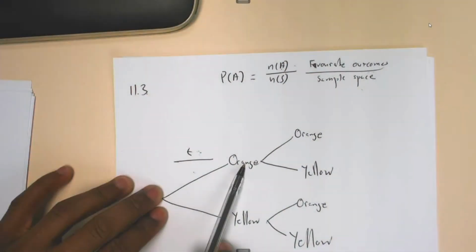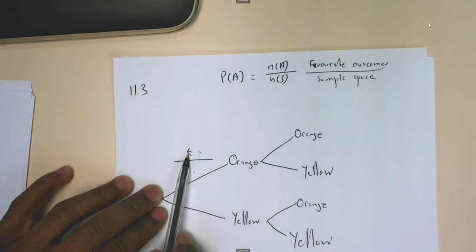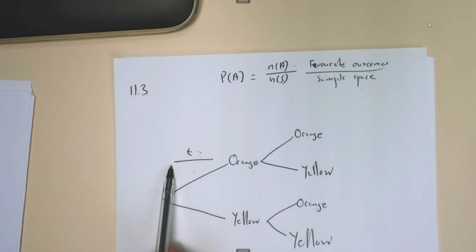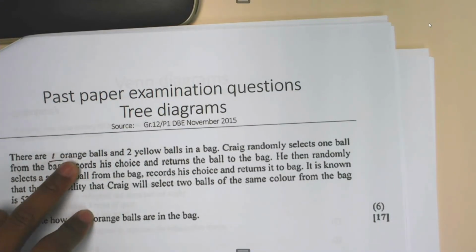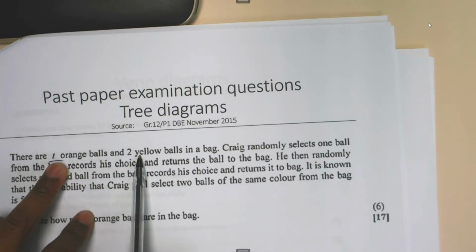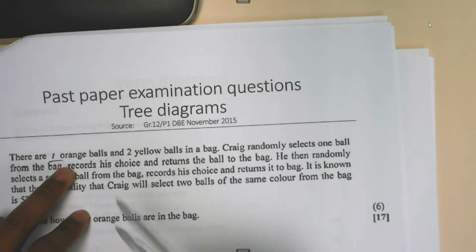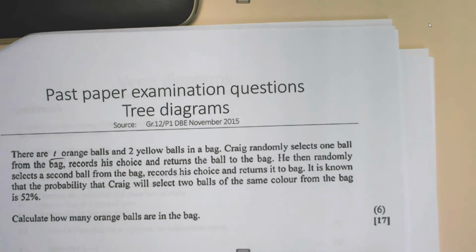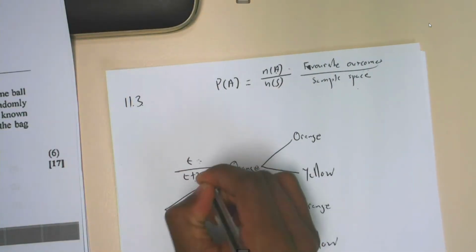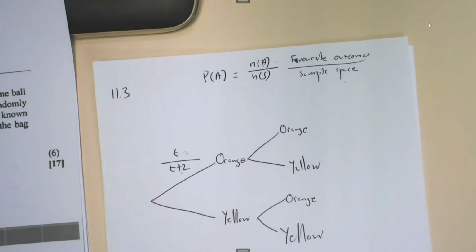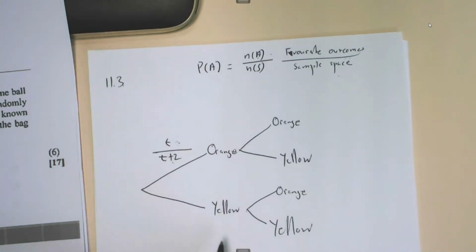How many orange balls do we have? We have T number of balls. What are the total number of balls? Well, the total number of balls are the yellow and the orange balls combined. And there are T orange balls and there are 2 yellow balls. So all in all, we have T plus 2 balls in the bag, depending on what the number of orange balls are. So our sample space will be T plus 2, the total number of possible outcomes. That's our sample space.